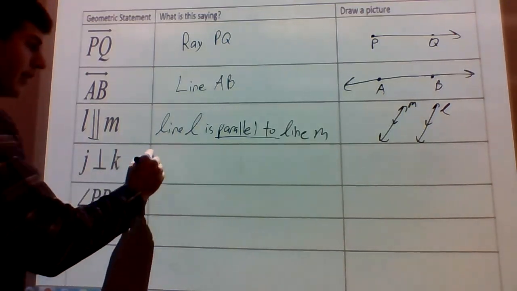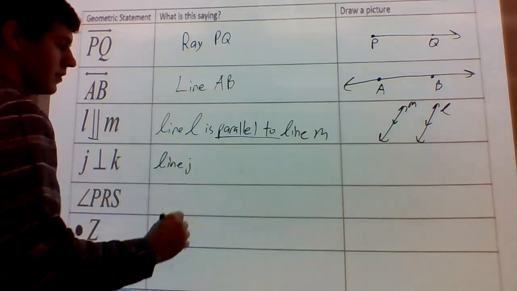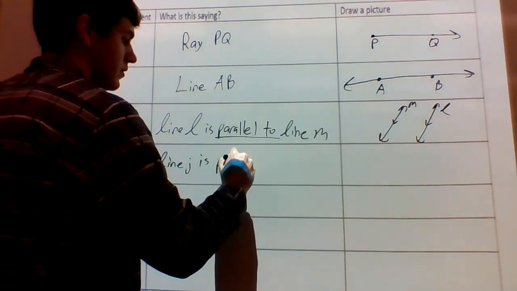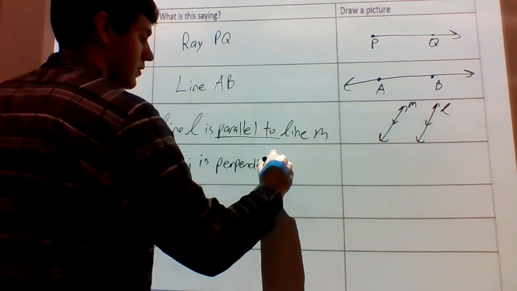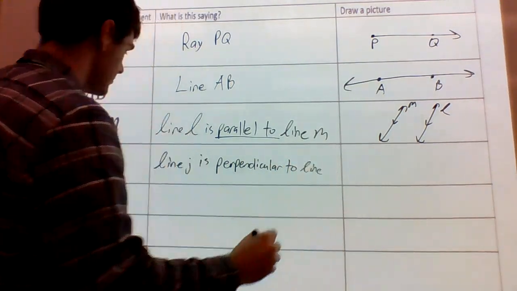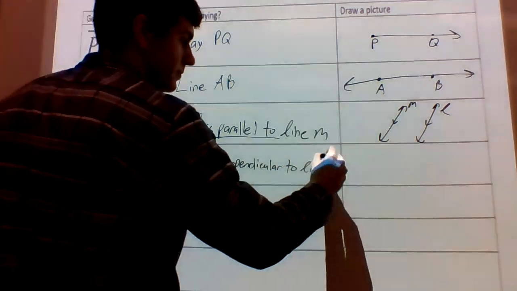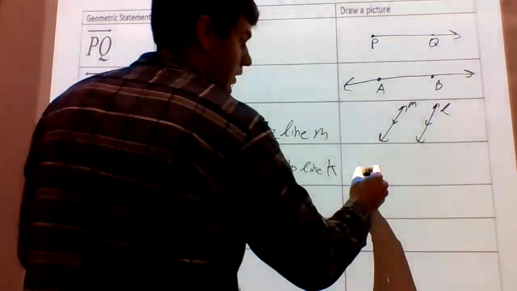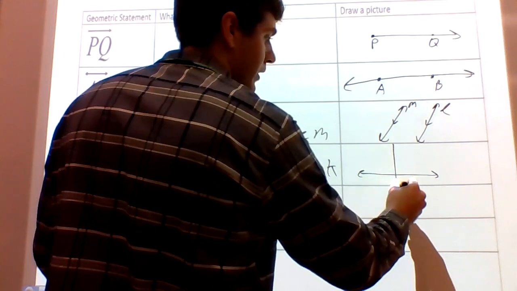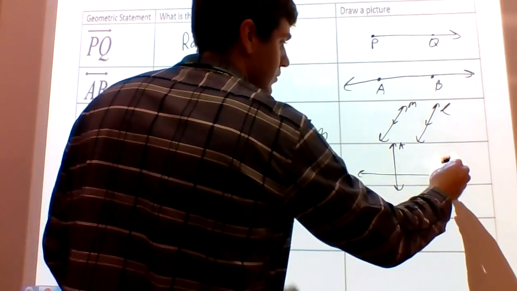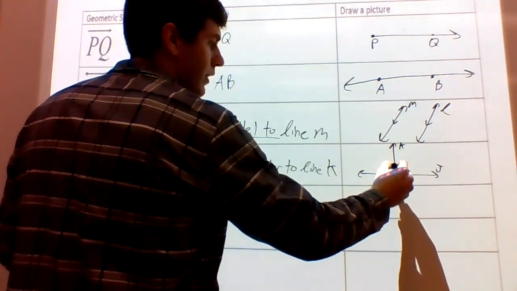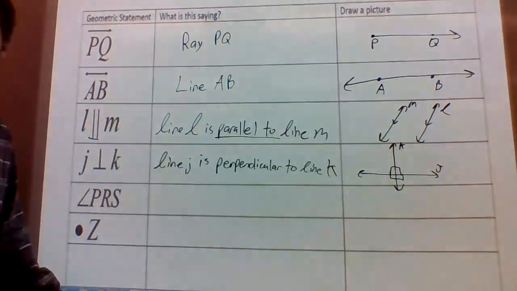This one means line J is perpendicular to line K. Perpendicular means that when they intersect, they form right angles. So if we have a line J and a line K, they will intersect and form right angles. All four will be right angles.